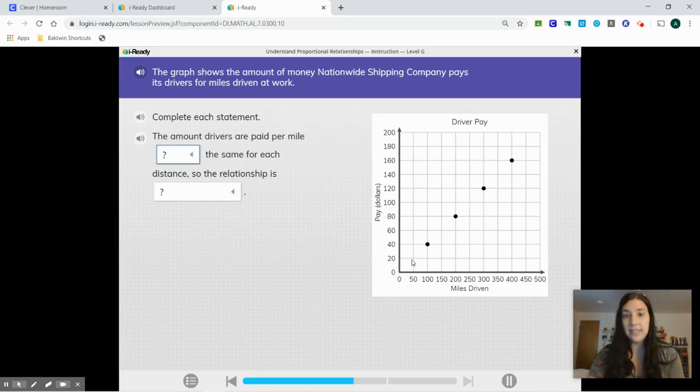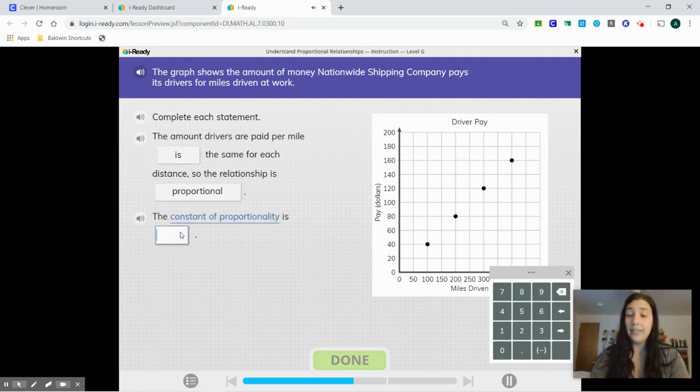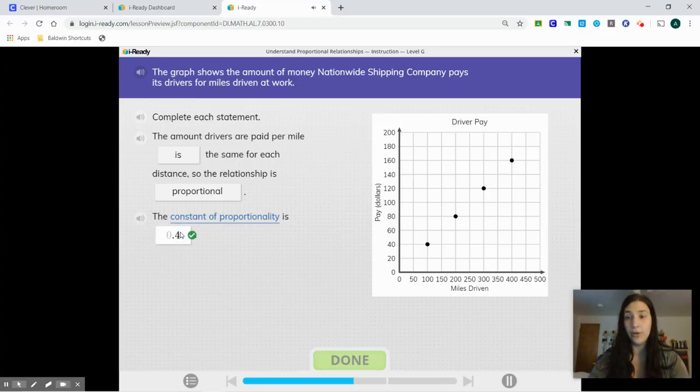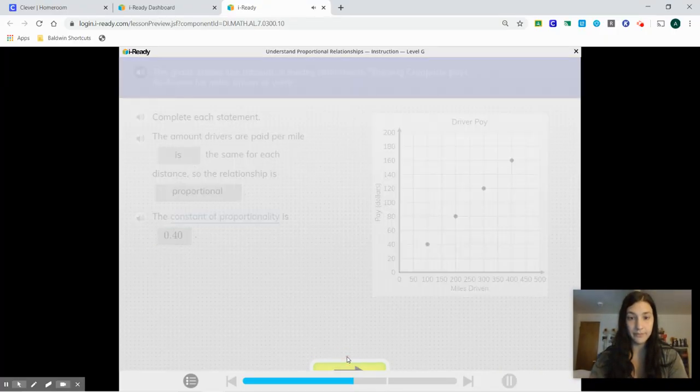4/10. And we see here that we know that we're correct, that it's a constant of proportionality because we're going through the origin and it's a straight line. So we're going to write it is the same for each, and it is a proportional relationship. And the constant of proportionality is 4/10, 0.4 or 0.40, all acceptable answers.